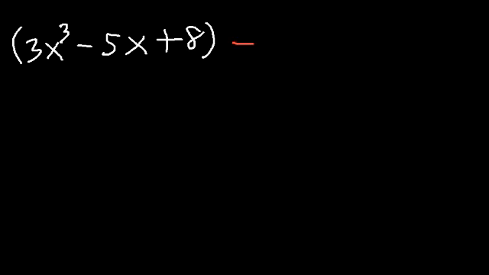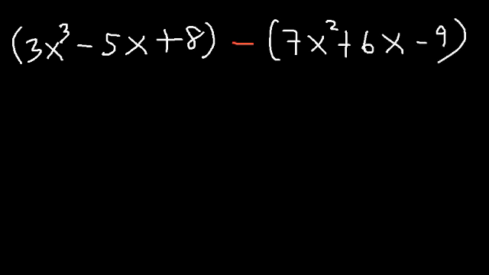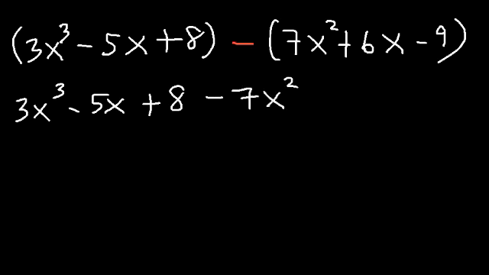So here's another problem that we could work on. 3x cubed minus 5x plus 8 minus 7x squared plus 6x minus 9. So let's distribute the negative sign, just like we did before. So the first three terms will remain the same, and then we'll have negative 7x squared minus 6x plus 9.